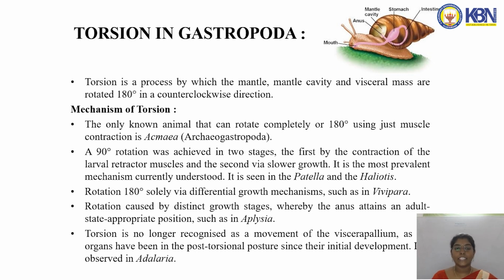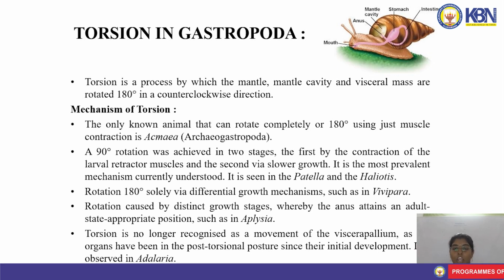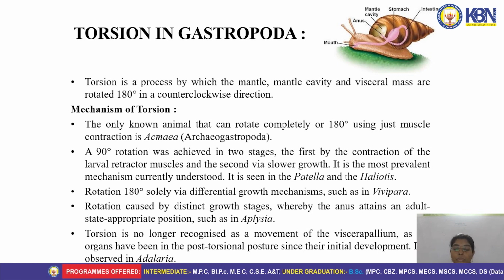In a 90 degrees rotation, it was achieved in two stages. The first by the contraction of the larval retractor muscles and the second via slower growth. It is the most prevalent mechanism currently understood. It is seen in Patella and Haliotis. Rotation of 180 degrees solely via the differential growth mechanism, such as in Viviparus. Rotation caused by distinct growth stages whereby the anus attains an adult stage appropriate position, such as in Aplysia.